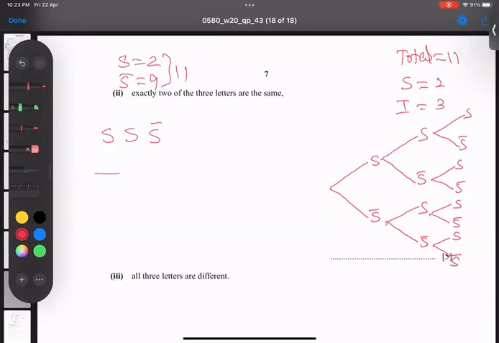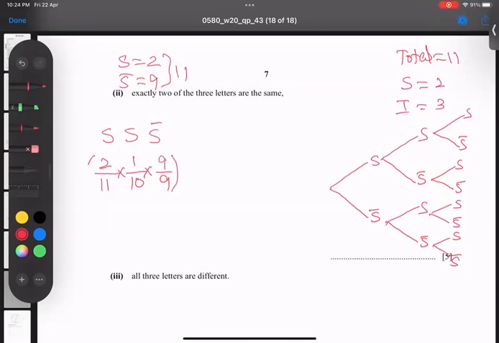So first here 11, then here 10, and then here 9. What is the chance of S? Naturally 2 out of 11. And when out of 2 S's, 1 is gone, so 1 is left, so 1 out of 10. And for the third letter, I need not S. How many are not S? So 9. I hope you got the idea.